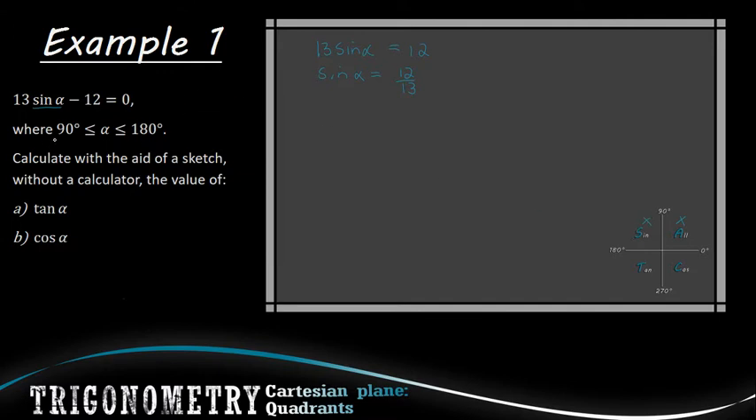And then we look at the restriction. Now, this restriction is only from 90 to 180. So in here, we can see from 90 to 180, that's only in the second quadrant. So this is quite easy because now we know, okay, it's definitely the second quadrant.